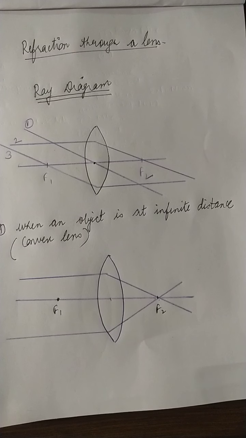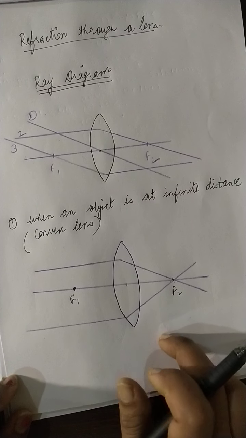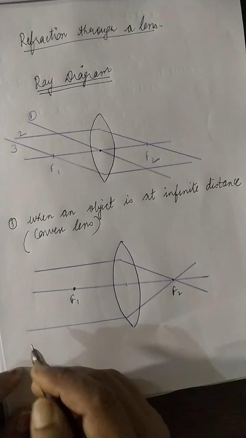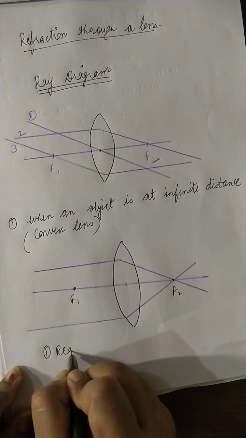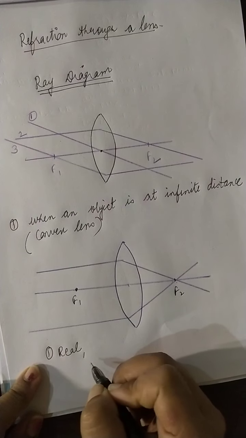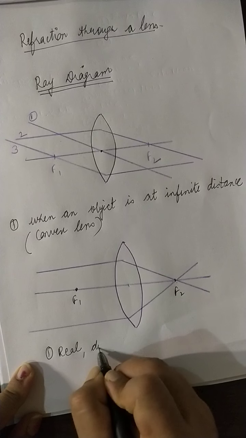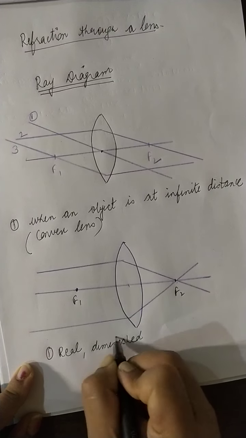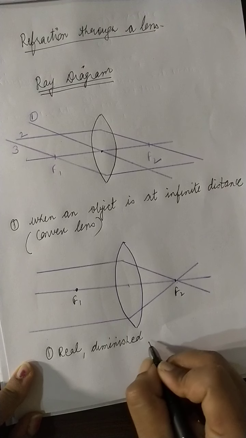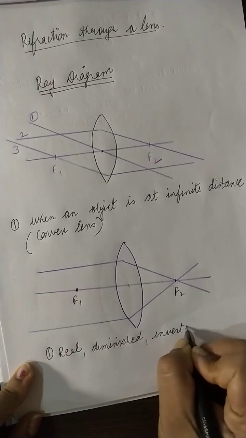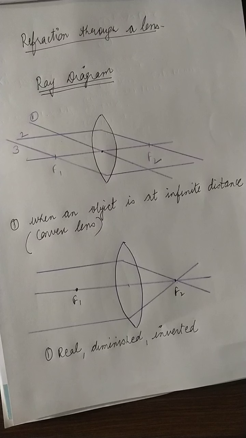So the characteristics of the image that is formed, one more thing, convex lens forms real image, right? Convex lens forms real image. Now what are the characteristics of the image formed when the object is at infinite distance? The image is real, right? It is very, very small, or you can say that it is diminished, not visible because it is too small, right? And inverted, ulti. It will form inverted. When it will form inverted? When the object is infinite distance from the convex lens, right?